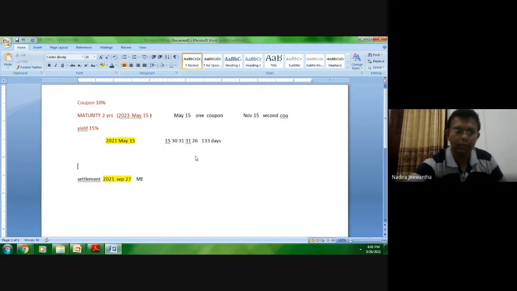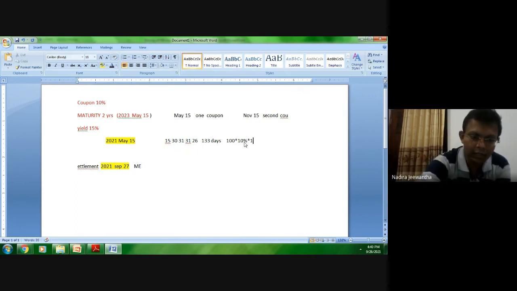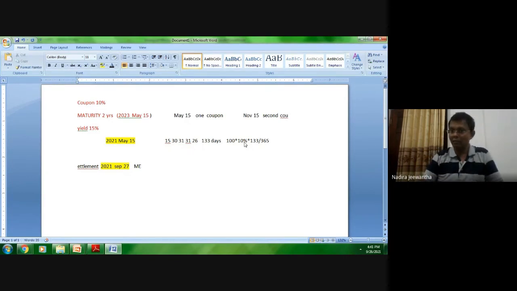Now, how do you calculate the coupon interest? 100 into the coupon rate, which is 10% here, into the number of days, 133, divided by 365. Remember why I have not taken 364? This is not a treasury bill. I told you, only for a treasury bill you divide by 364. For a treasury bond it is actual to actual.